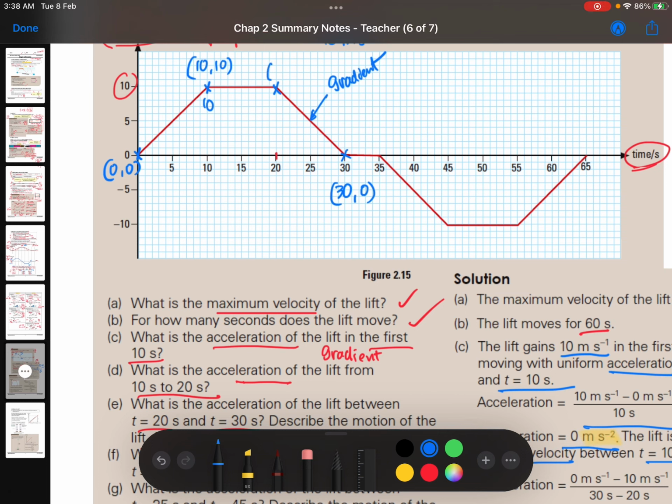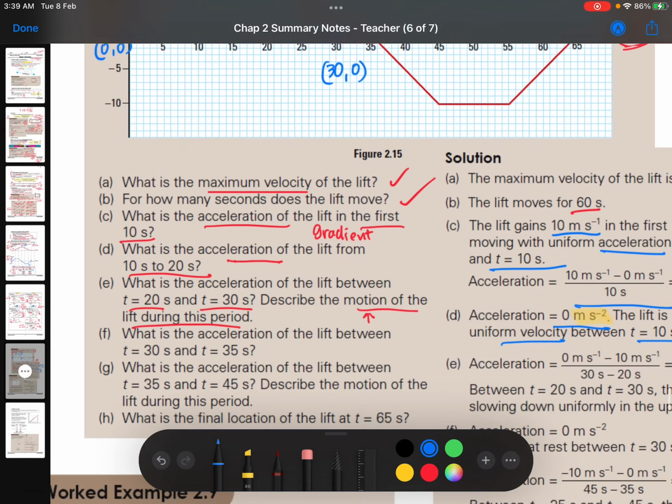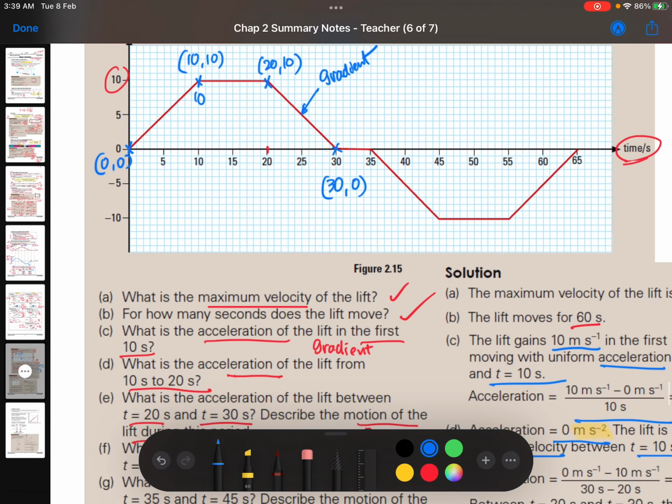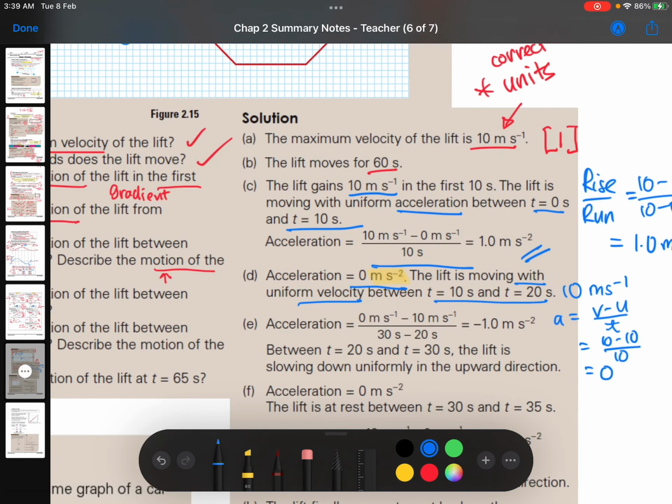And this one is 20, 10: 20 seconds and 10 meters per second. So your acceleration is rise over run, 0 minus 10 divided by 30 minus 20. So 0 minus 10 is minus 10. Then minus 10 divided by 10 is minus 1.0 meters per second squared.